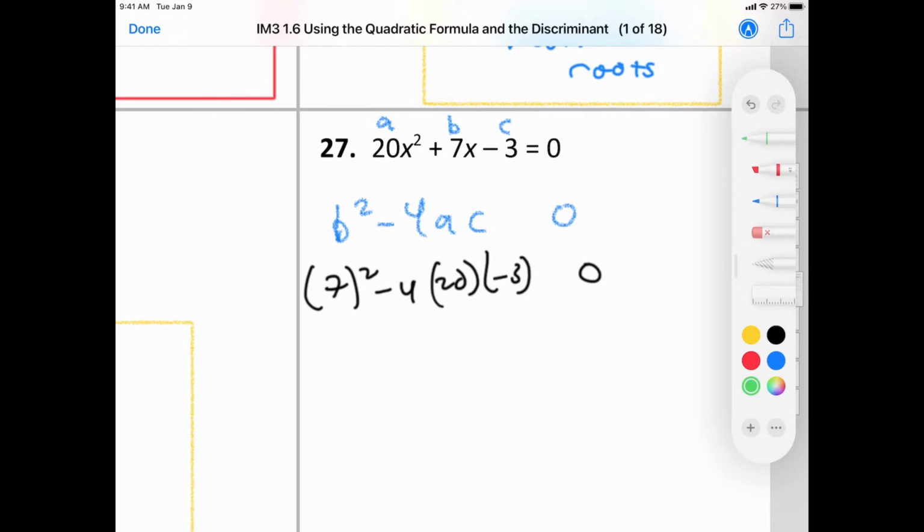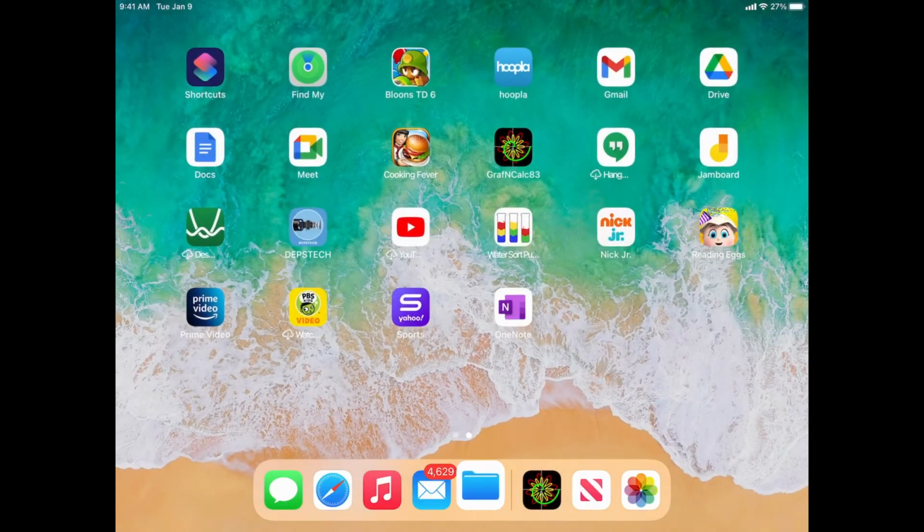If you're getting stuck here, you're essentially doing the order of operations to simplify. So 49, and then multiplication left to right, -80. Positive 240. So 289. And if you're not sure it's a perfect square, just go to your calculator.